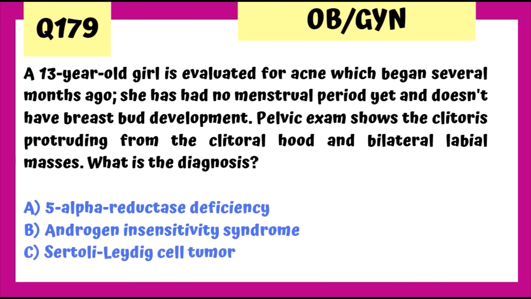All right. Question 179. A 13-year-old girl is evaluated for acne, clitoris protruding. She doesn't have breast bud development. That's 5-alpha reductase deficiency. We don't see any breasts in that, as opposed to androgen insensitivity syndrome, where we would see breasts. And if it's related to a Sertoli-Leydig tumor, we would see virilization.